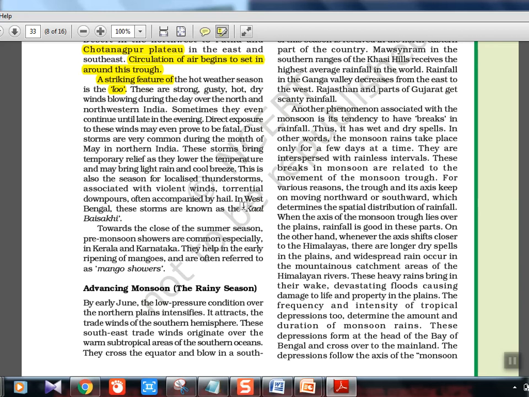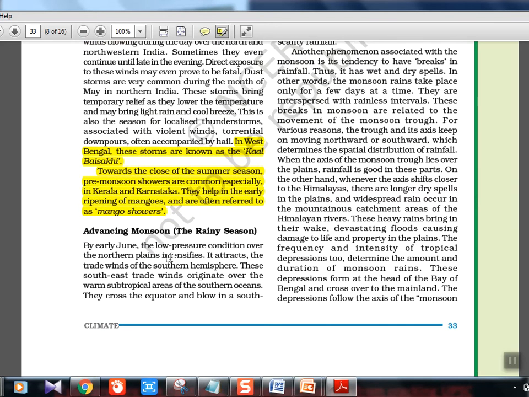Kal Baisakhi in West Bengal. And then in Kerala and Karnataka, it's called mango showers. These two terms UPSC has asked once. Kal Baisakhi and mango showers are actually different names of the pre-monsoon showers which happen just before monsoon. Now the advancing monsoon, the rainy season.